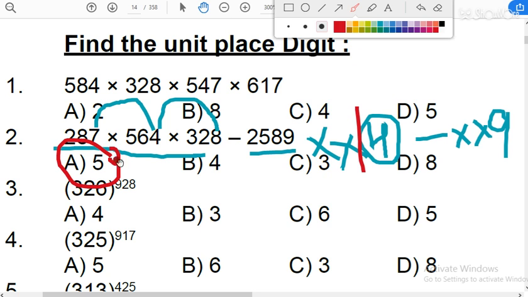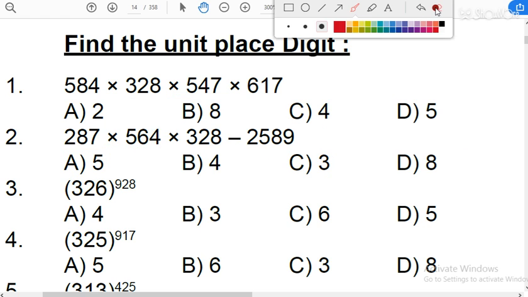Second question is the interesting one, first question is the basic one. Okay, so I hope question number 1 and question number 2 are clear to you.